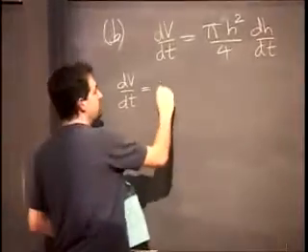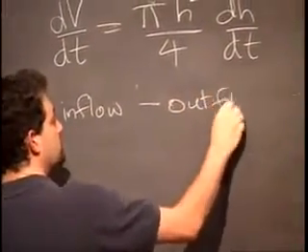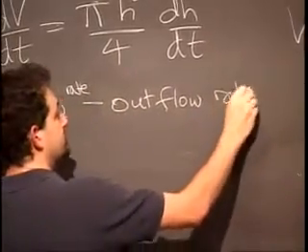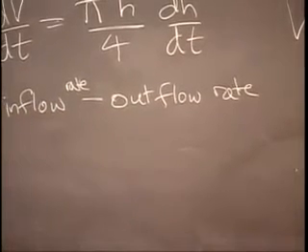Well, it should be the inflow minus the outflow rates. Inflow rate minus the outflow rate. Right? The volume changes by, well, what comes in minus what goes out, that rate.